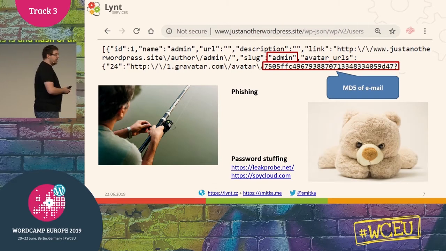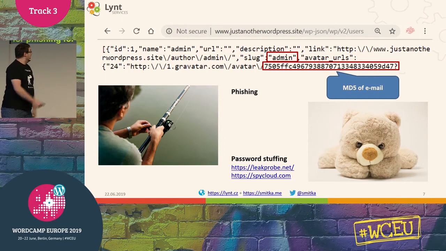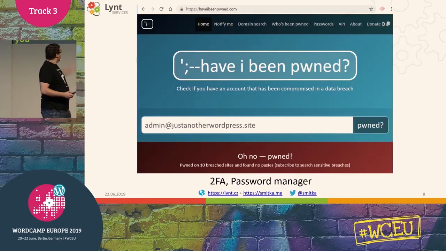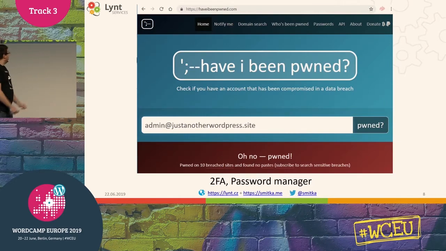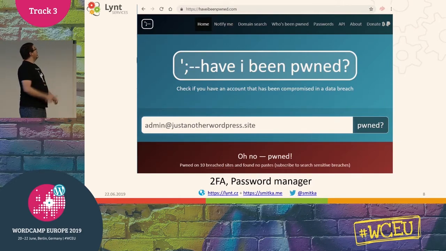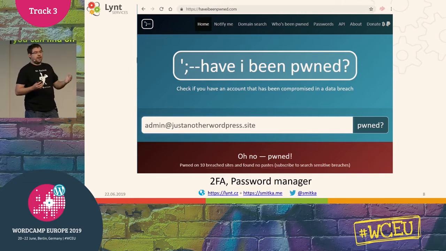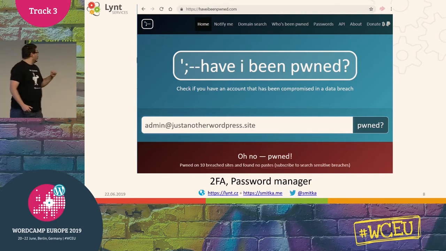It means that we can try to find already leaked passwords and try to stuff them into that WordPress or any other site. Some passwords you can find, for example, on sites like LeakProbe or SpyCloud. Oh no, and what's this? This is the Have I Been Pwned site, and it provides lots of information about leaked passwords. And if the author doesn't use second-factor authentication and password managers, he is in real trouble now.